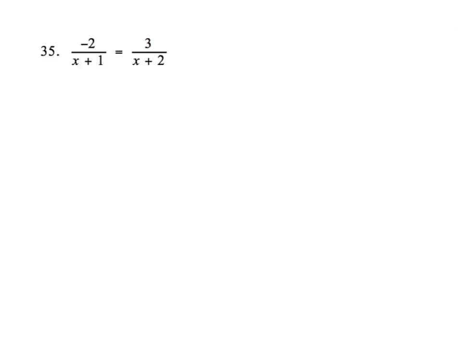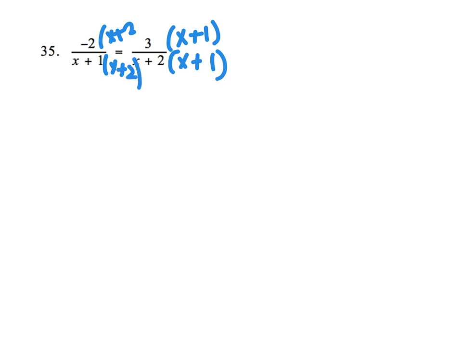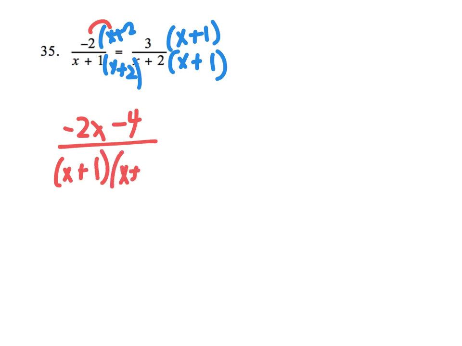My next one, we have -2 over x plus 1 equals 3 over x plus 2. For this one, we're just going to multiply by the other one. So this one's going to be times x plus 2 over x plus 2, and the other one times x plus 1 over x plus 1. On the top, we're going to distribute. So we have -2 times x, so we have -2x. -2 times 2 is -4. All over x plus 1 times x plus 2.